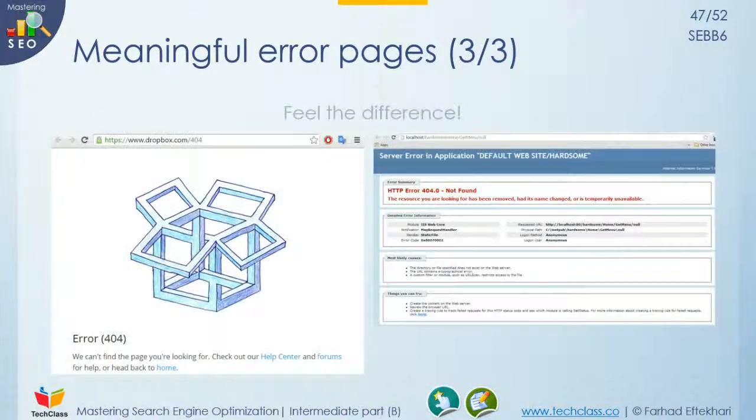Here is an example of a very good error message and a very bad and awful error message. On the left side, they have this in Dropbox.com, and you can see there's a very user-friendly and nice error image and text, and then there are some links to help center forums and going back to home. But on the right side, you can see this is just some professional information about the error that happened. It's mostly being used by developers, so no need to show them to your users.